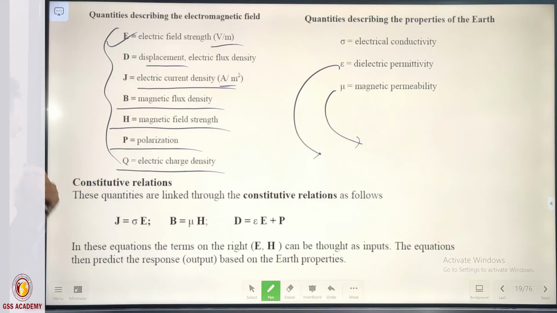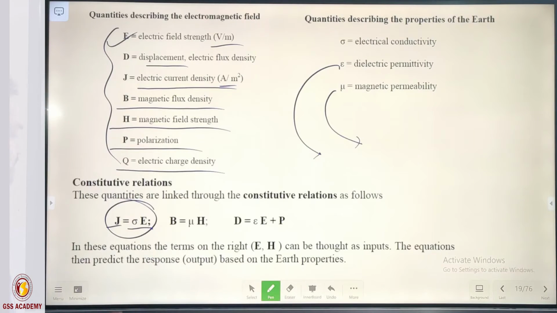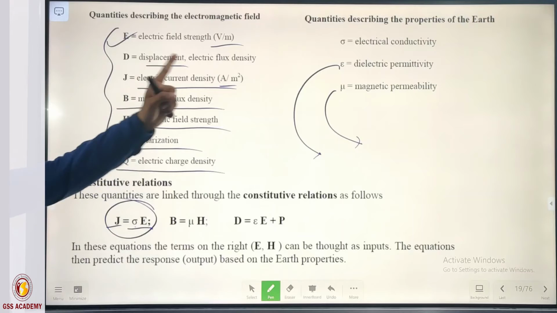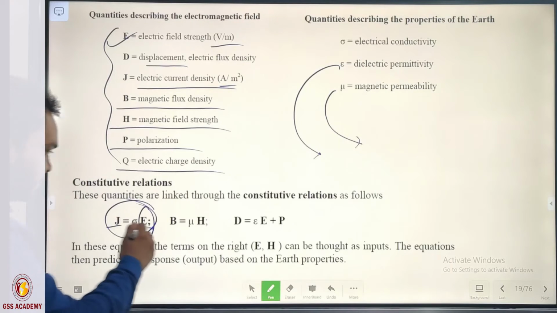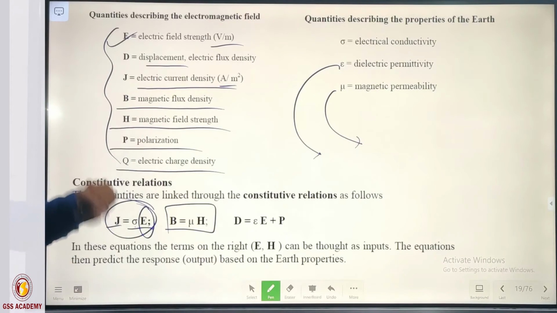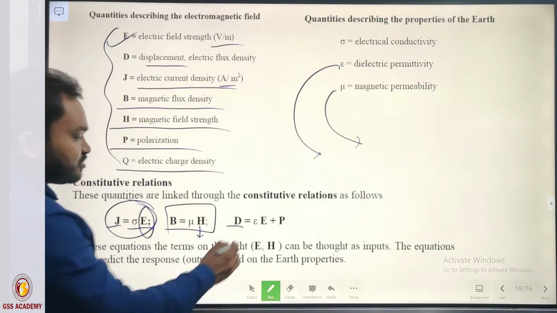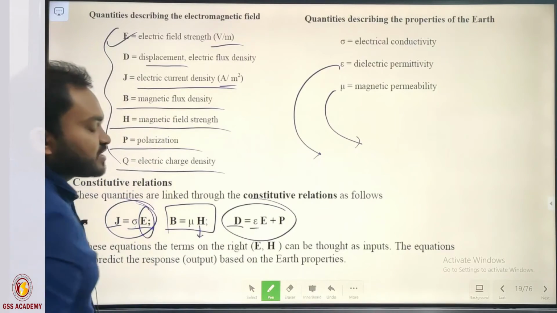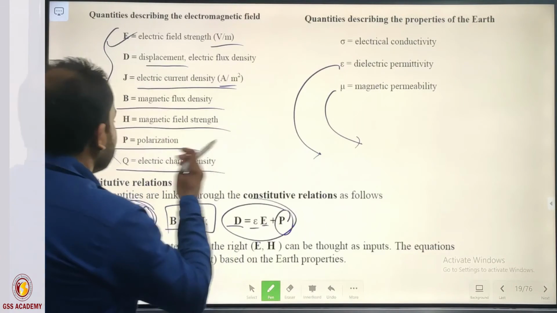Okay, and with this there are some relations. J, the electric current density, is sigma into E, where sigma is the electrical conductivity and E is the electric field strength. Okay, B is related to H: B is the magnetic flux density, H is the magnetic field strength, and mu is the magnetic permeability. Okay, D, the displacement or electric flux density, is also related: epsilon is the dielectric permittivity, E is the electric field, and P is the polarization.